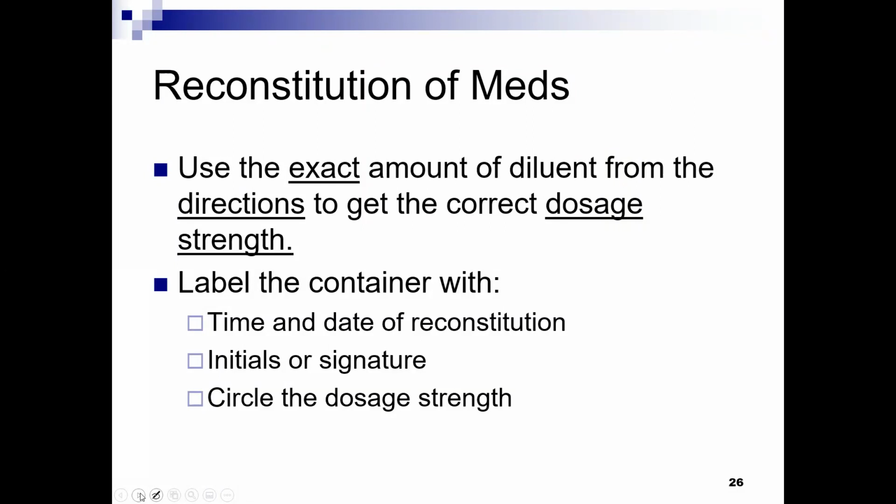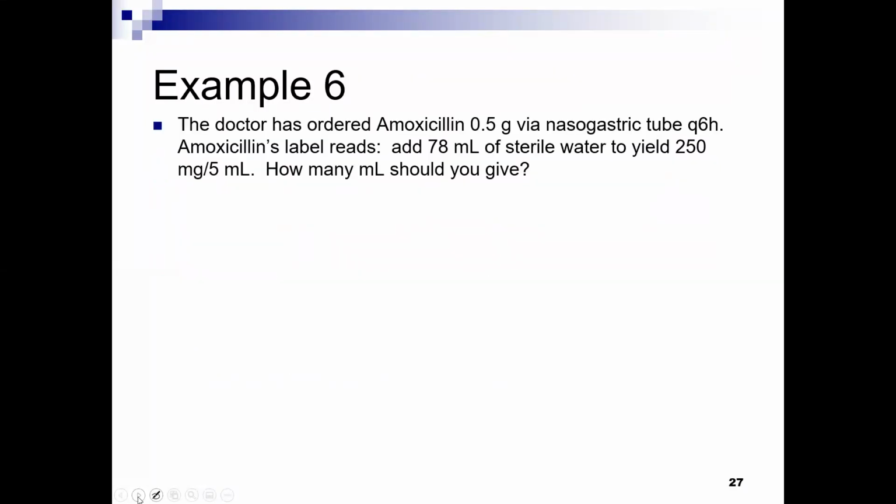If we as the nurse reconstitute the med, then it is our job to put the time and date of reconstitution on the container. It is our job to initial, and typically that requires credentials as well. And then it is highly recommended that you circle the dosage strength so that it's extremely obvious to anyone else who was going to use the medication. As we encounter these meds in word problem format, we're going to see that there's extra information that we don't need for the calculation because of the reconstitution.